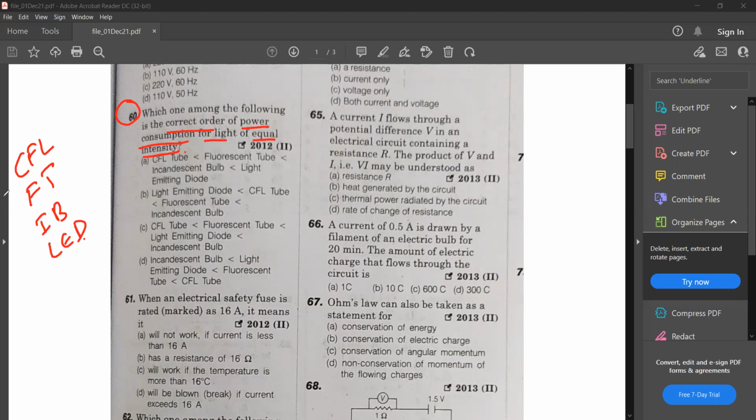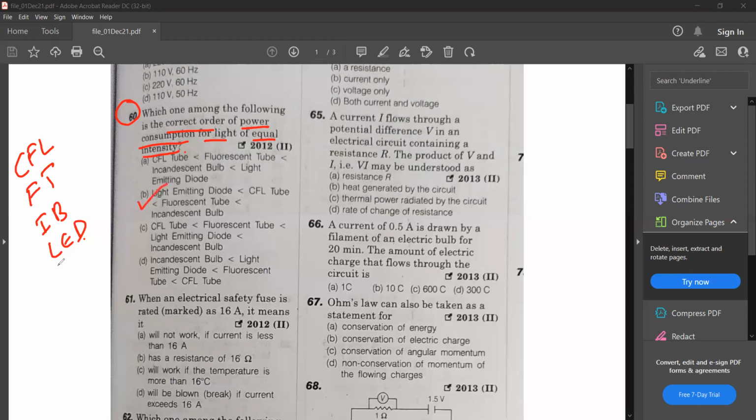Which is consuming more power, which is consuming less power. Go through each and every option. Comment the answers. Okay. So what is the answer?